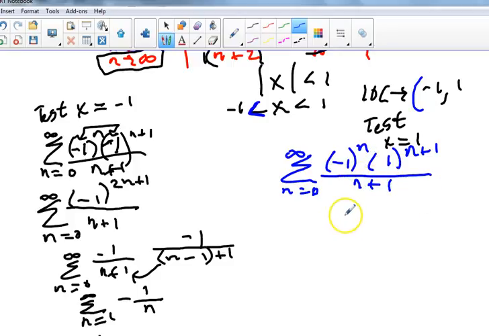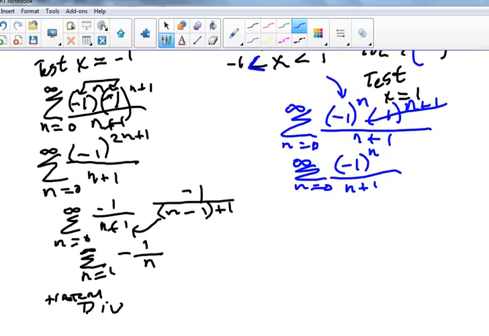Now, -1 to the n is going to flip-flop, right? This is going to go positive, negative, positive, negative, positive. So this is an alternating series. And this n plus 1 on top does not matter, right? I don't care what I'm raising 1 to. So I'm just going to simplify this. -1 to the n all over n plus 1. It is the sum as n is going from 0 to infinity.